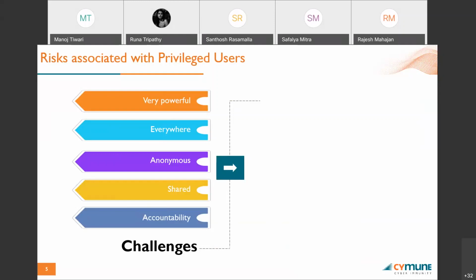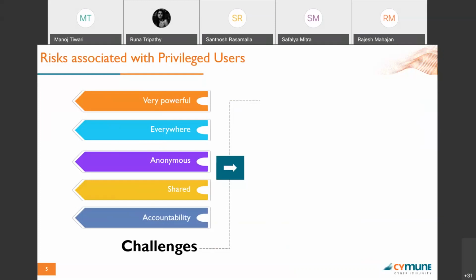And because these are anonymous, you often find that these accounts are shared among so many administrators. There could be more than one administrator using the same generic account to log into your devices. And hence you get the accountability issue. You never know which user is using which account, at what time he has accessed the servers, and what activities he has performed on the servers. Right? So these are the challenges you face with these highly privileged accounts.